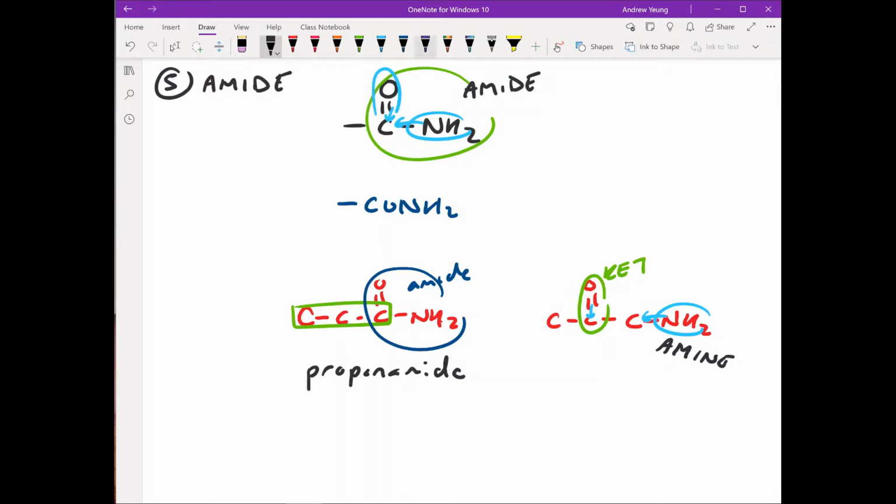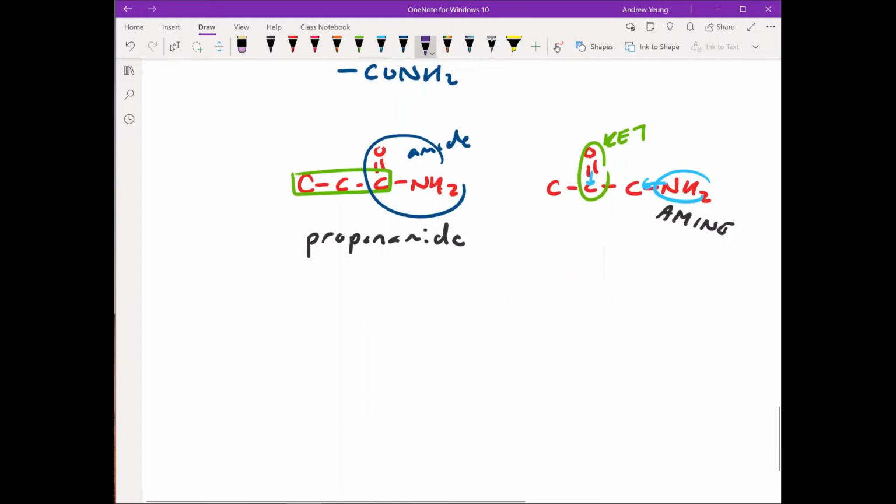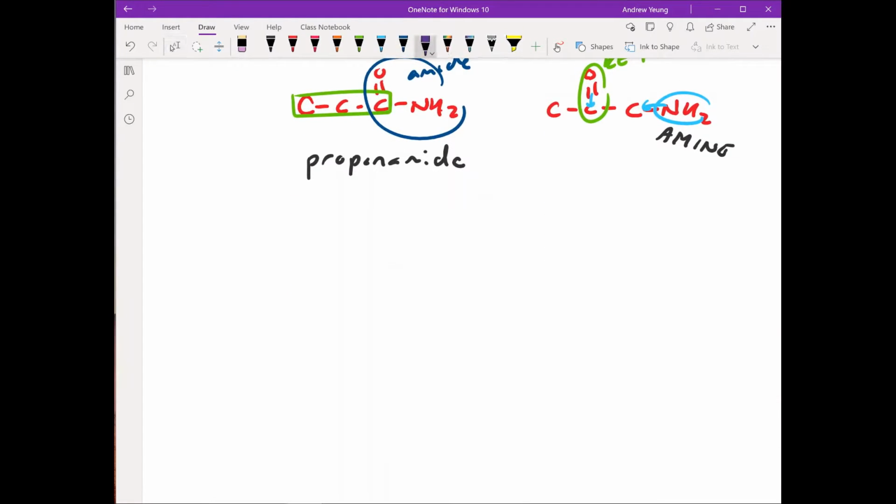So we had done a whole bunch of other functionalities where we needed to know the full name, the full drawing, and all that. For these last families, aldehyde, ketone, as we've been surveying, we don't need to do the full name. We just need to be able to identify what groups these have. I'll end off with one last one, and then I'll give you an example of how they're going to ask you this question.